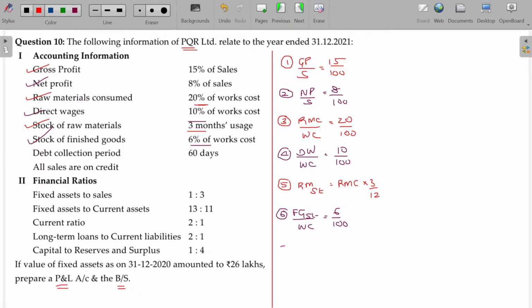7. ACP. Debtors is equal to credit sales by 360 into ACP days. ACP days means 60 days. Okay. 60 days credit sales will be the debtors. All sales are credit.